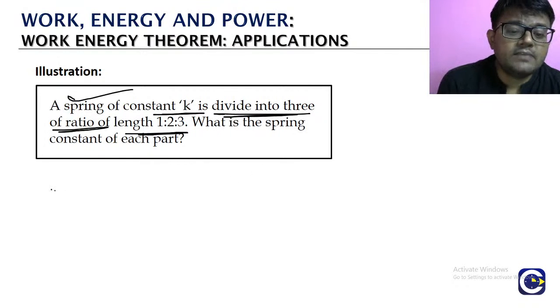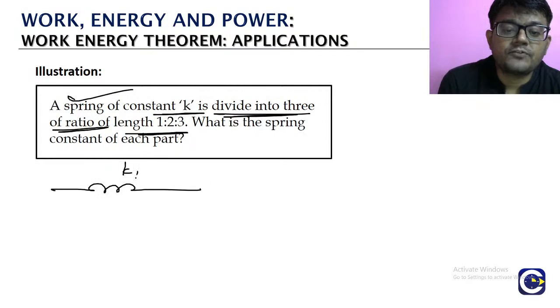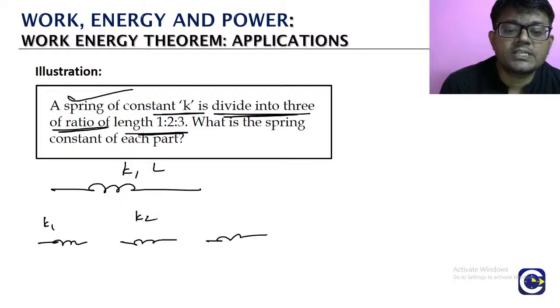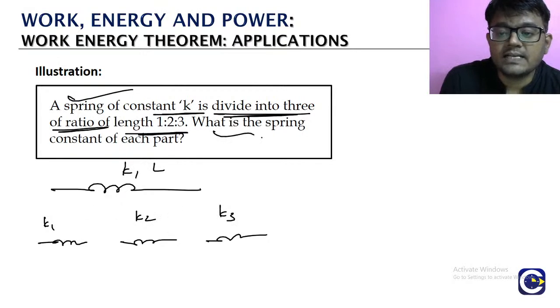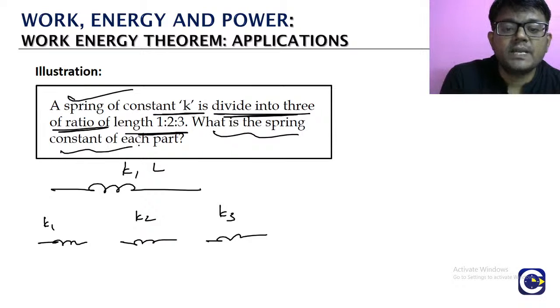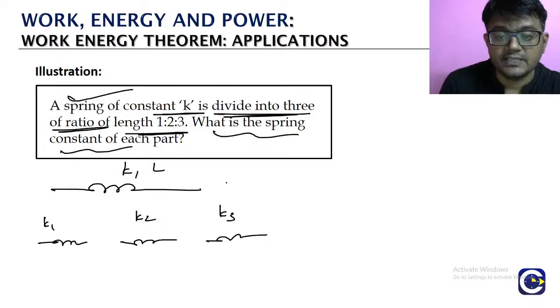Let's say we have an original spring of constant K and length L. We are dividing this into three parts. Let us say the spring constants are K1, K2, K3. We need to find them. They're asking us what is the spring constant for each part, which means we have to find K1, K2, and K3.